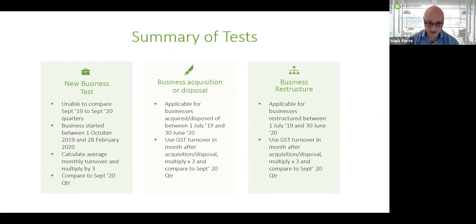So add all your turnover from the 1st of October 2019 to the 28th of February 2020, work out your total turnover, and divide it by the number of months, which is around 4 to 6 months. So you get your average turnover, and then you multiply that by 3. Once you multiply it by 3, you compare that to your September 2020 quarter. And if there is more than a 30% decline, then you would be eligible for JobKeeper. Yeah, so what you're talking about, Mark, is that the system allows you to calculate an average turnover for the periods that you were in business, and you compare that average with the current quarter to determine if there's a 30% drop. Yeah, correct.